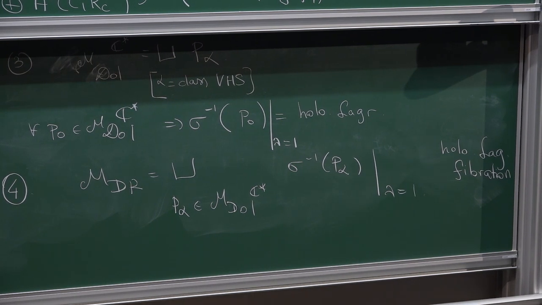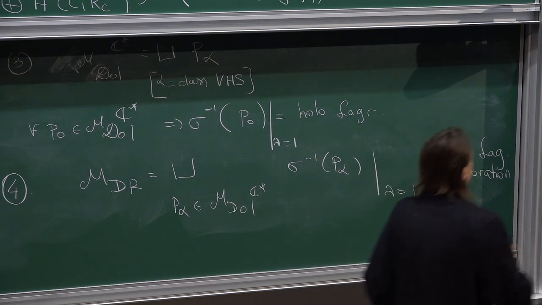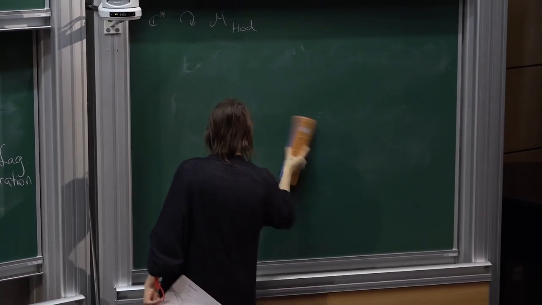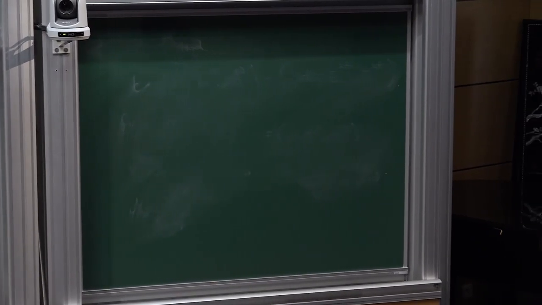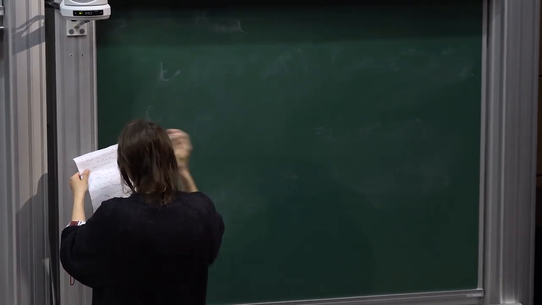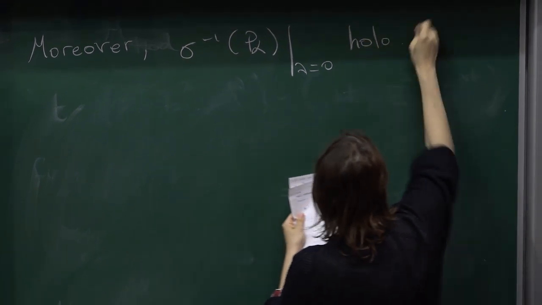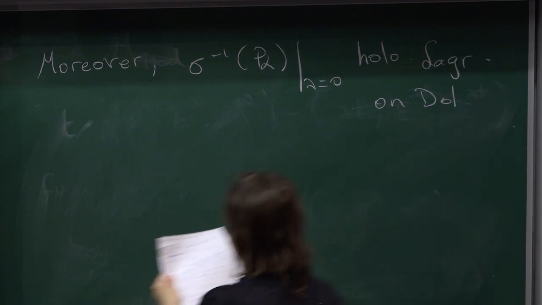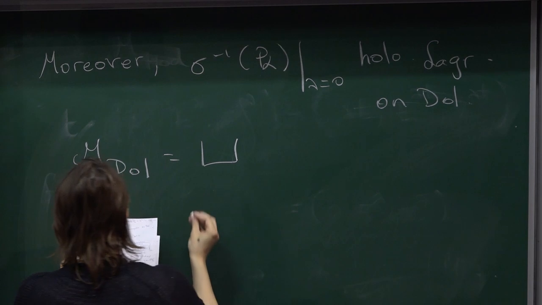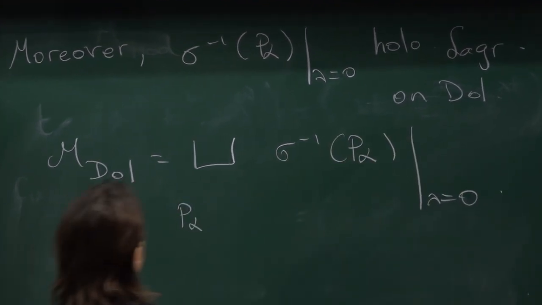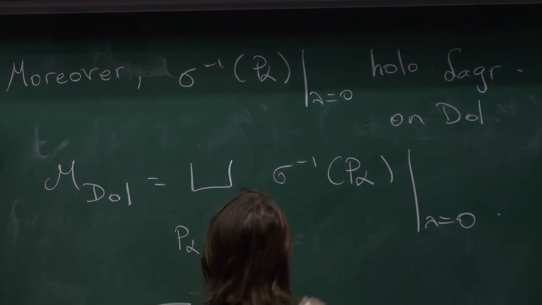Okay, so there exists this Lagrangian fibration on the de Rham, and you can do the same thing and restrict to lambda equals zero, and you'll obtain again a Lagrangian fibration of the Dolbeault moduli space. So these are all the Higgs bundles that are in the fiber, that have the same Higgs point. Moreover, this is a holomorphic Lagrangian on the Dolbeault moduli space. So the Dolbeault moduli space breaks into these P alpha, and this is a holomorphic stratification by Lagrangians.